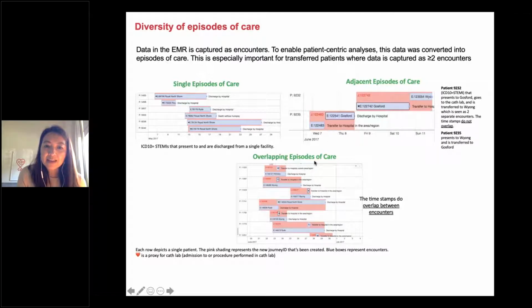And then of course, what you see in the data is overlapping episodes of care, which is people who look like, on the timestamps, that they are in 2 separate places at the same time, but they're not. So this is just something to be mindful of when you're looking at EMR data, is that these sorts of things can occur and you have to address them. So we just take note of them and know that that is one episode of care.